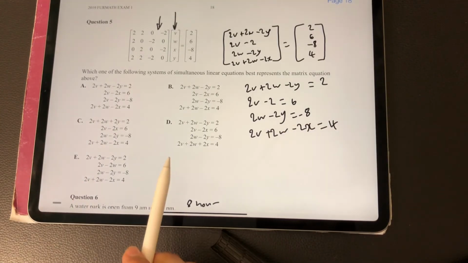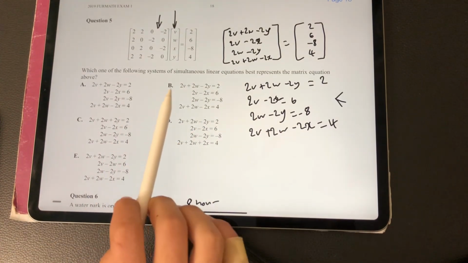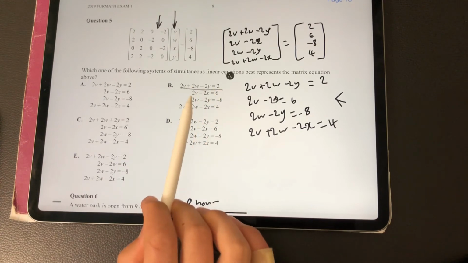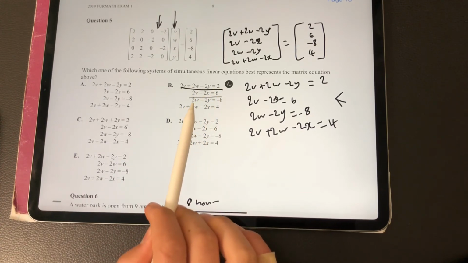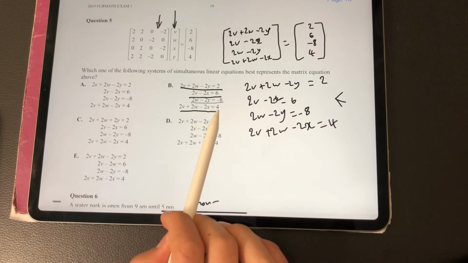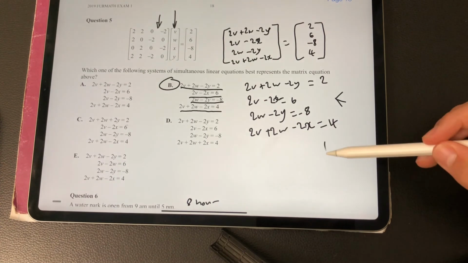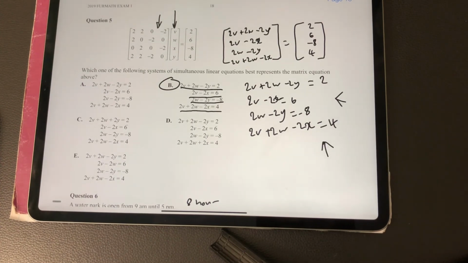So you just look for one of the multiple choice options that has these equations. B: 2v plus 2w minus 2y is 2, 2v minus 2x equals 6, 2w minus 2y equals negative 8, 2v plus 2w minus 2x equals 4. So that has the same equations as what we wrote down over here. So therefore B is the correct answer.